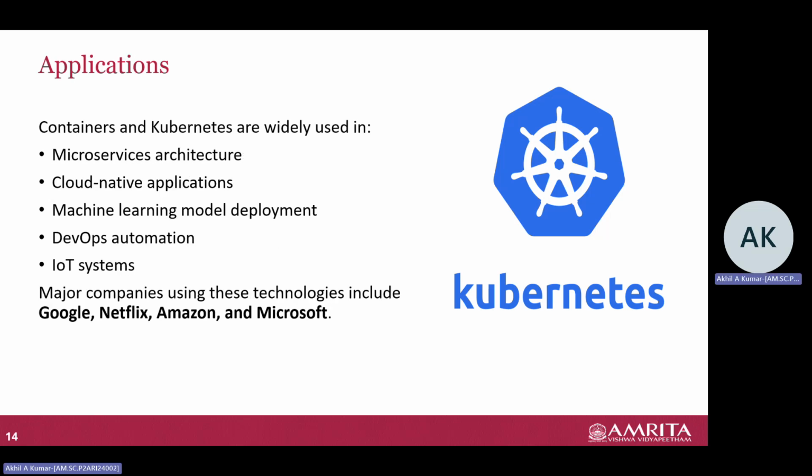So the next one is applications of containers and Kubernetes. These containers and Kubernetes are widely used in many real-world applications. Some common applications include microservices architecture, cloud native applications, machine learning model deployment, DevOps automation, Internet of Things, etc. Then many major companies such as Google, Amazon, Netflix, and Microsoft use these technologies to run their large-scale systems.